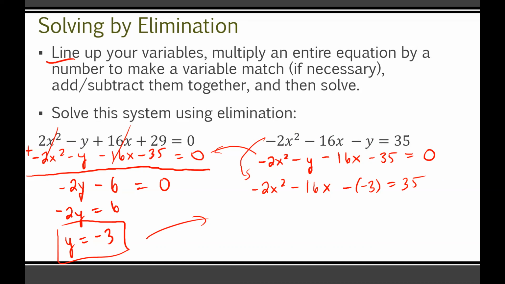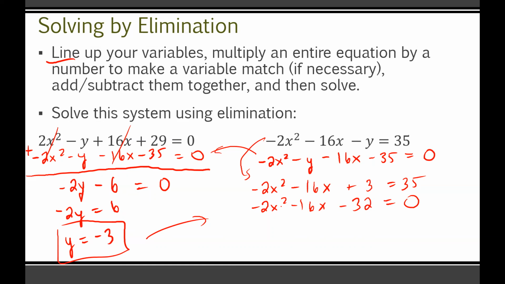You know what? Maybe I will actually bring everything over to one side because now it seems like we have a quadratic here. This is going to be -2x squared minus 16x minus -3 is plus 3. That becomes plus 3. We can minus 35 over to make it -32 equals 0. Okay, so this is a quadratic. We got to solve this one.